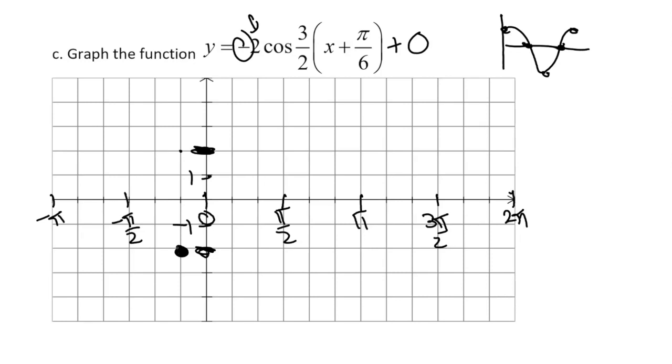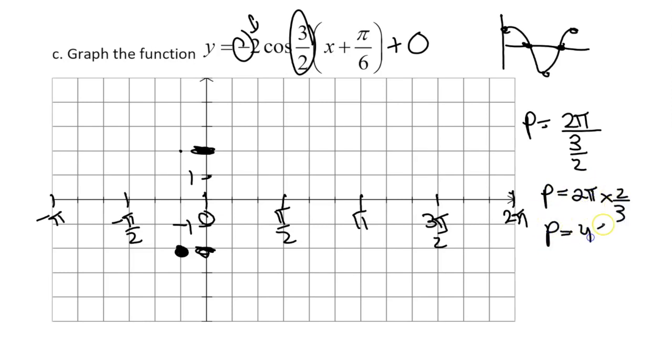And then to find our period, to figure out where we're going to end, we know our b value is 3 over 2. And so again, do whatever makes sense for you. Let's actually find the period by saying the period is equal to 2 pi over b, which is 3 over 2, which means that the period is going to equal 2 pi times 2/3. So the period is going to equal 4 pi over 3. We have a horizontal compression by a factor of 2/3.